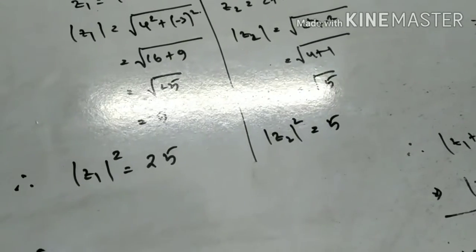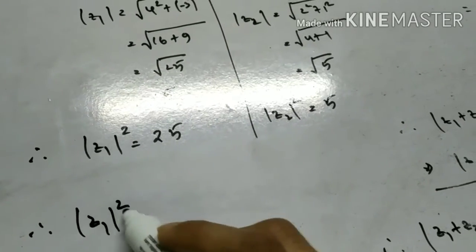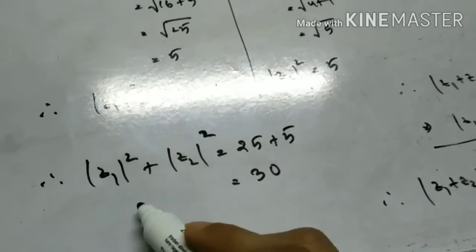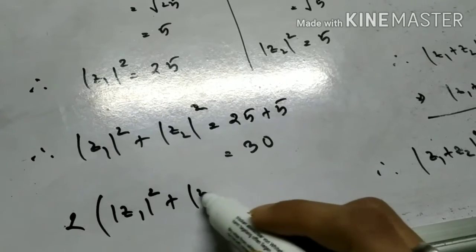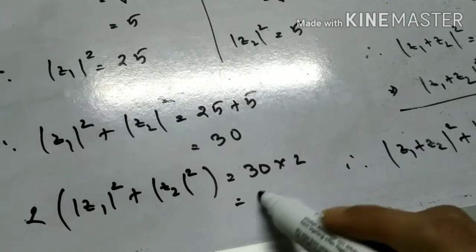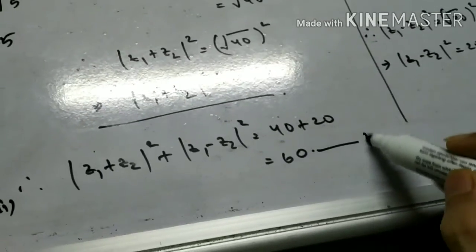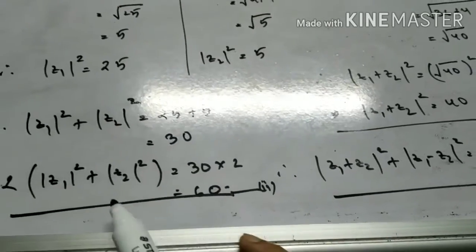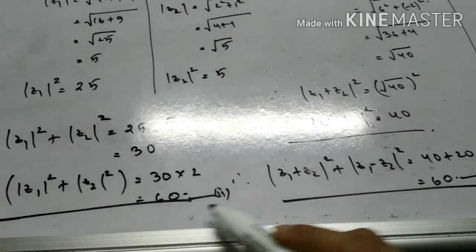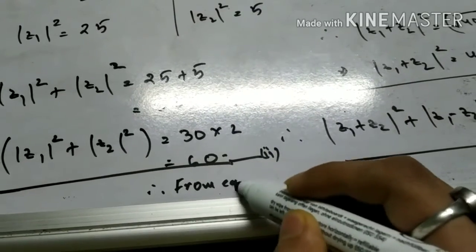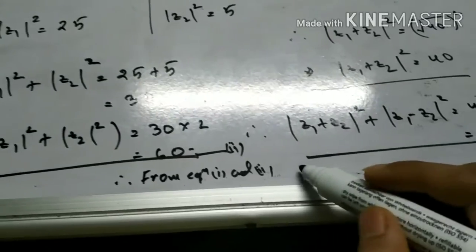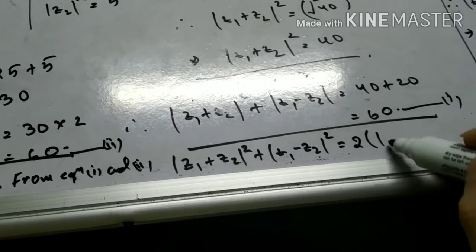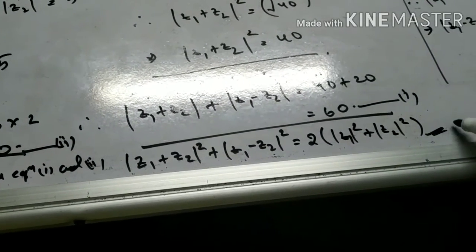Therefore modulus z1 squared plus modulus z2 squared is 25 plus 5, which is equal to 30. I will multiply by 2 on both sides. 2 times (modulus z1 squared plus modulus z2 squared) is 30 into 2, which is equal to 60. This is equation 2, and the earlier one is equation 1. Understand? So from equation 1 and equation 2, both sides are 60. Therefore I can say that modulus (z1 plus z2) squared plus modulus (z1 minus z2) squared is 2 times (modulus z1 squared plus modulus z2 squared). This is verified.